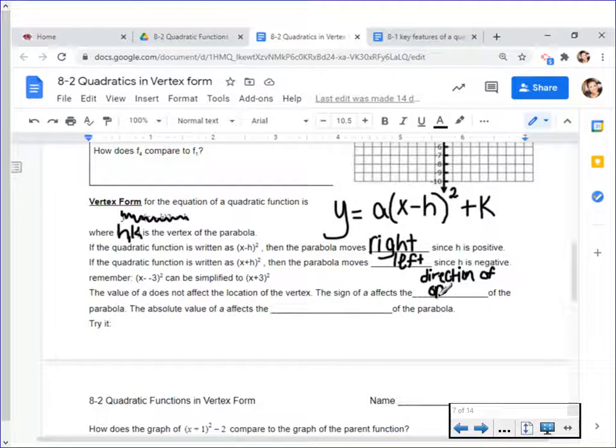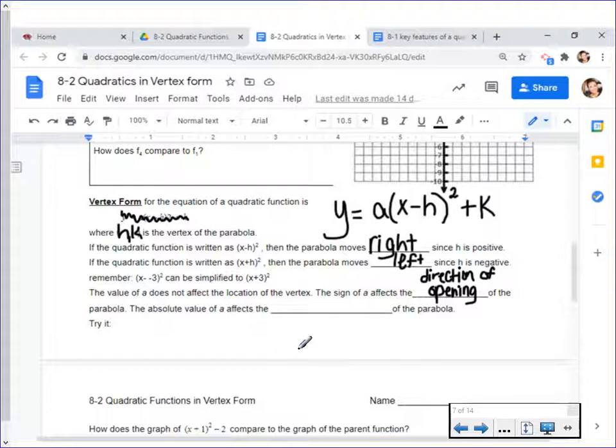If it's negative, your line, or it's going to point down. If it's positive, you're going to point up. The absolute value of A. So absolute value is the distance from 0.